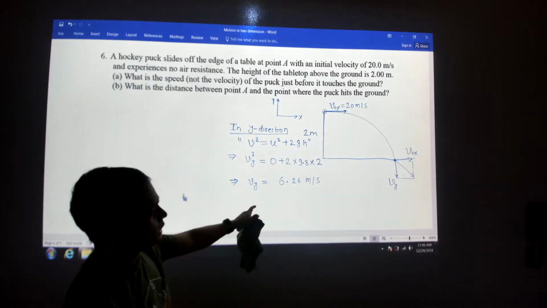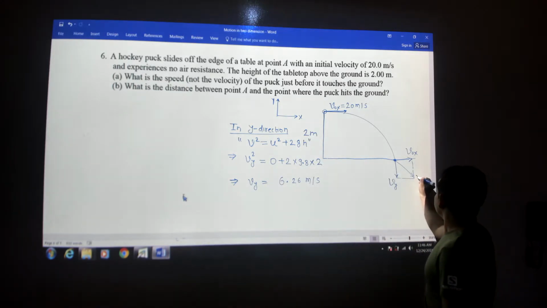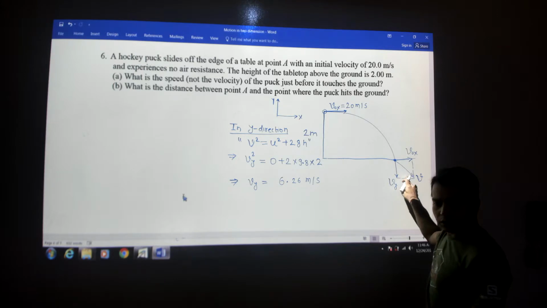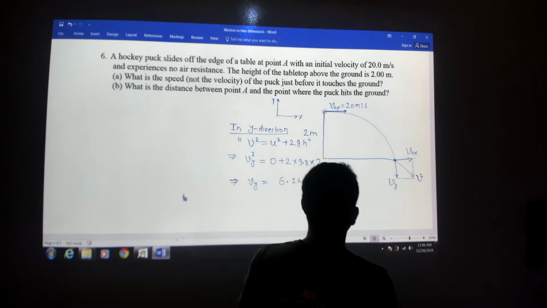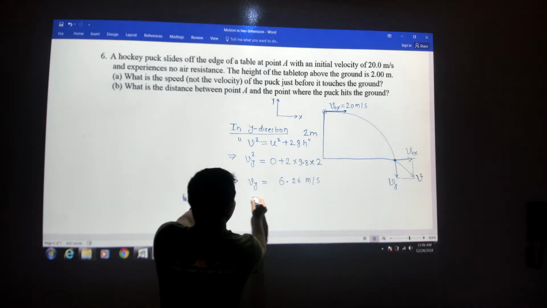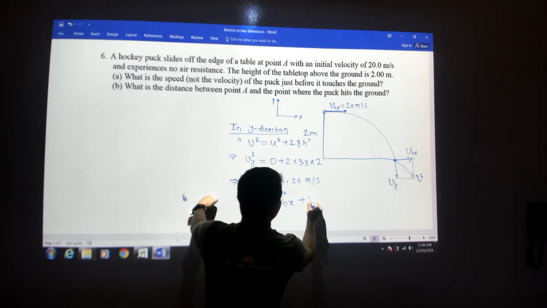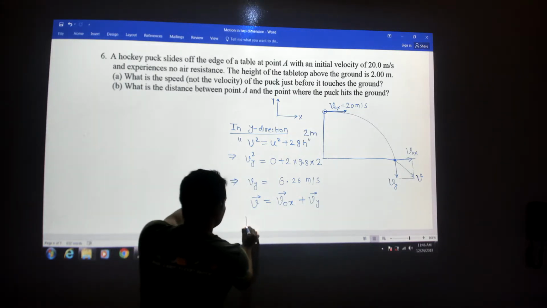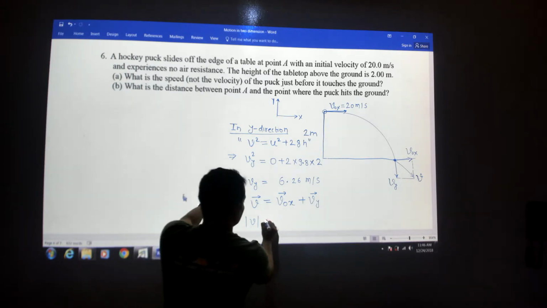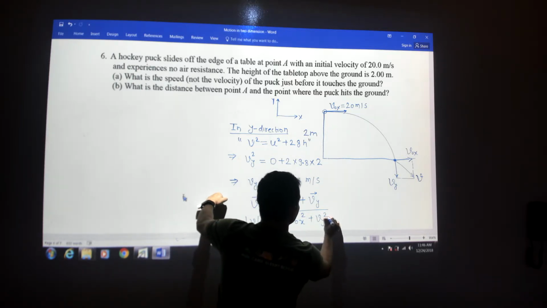Okay, so you found the velocity now. Just take a look at this point. Let's say this is the final velocity. The final velocity has two components, one along the x-axis and one along the y-axis. So the final velocity V is the vector addition of V0x vector plus Vy vector, and the magnitude, which is the speed, is given by the square root of V0x squared plus Vy squared.